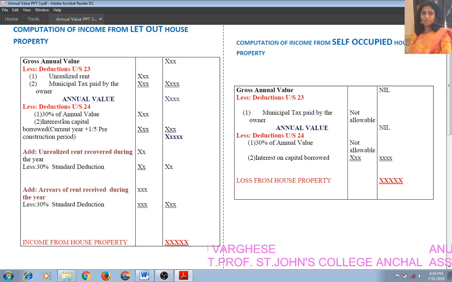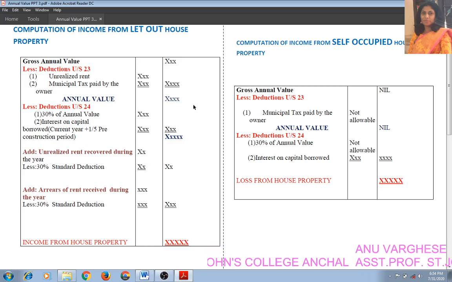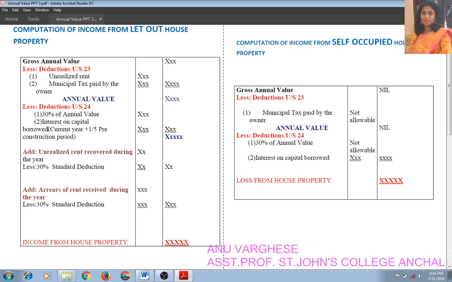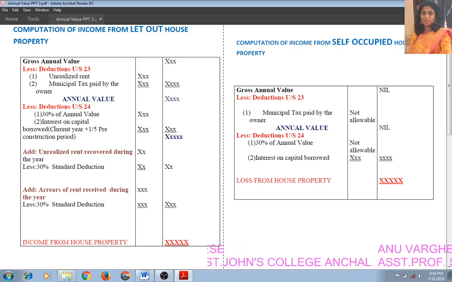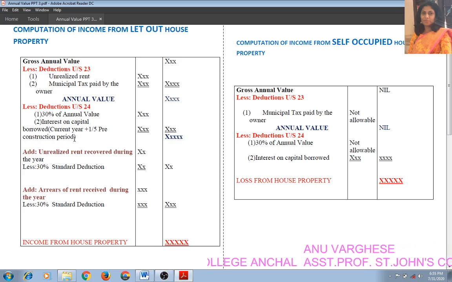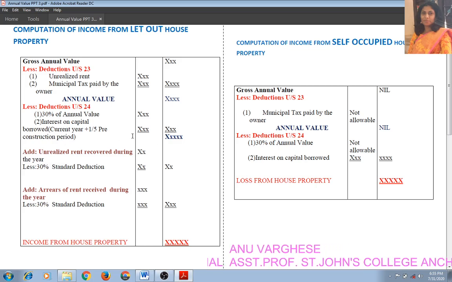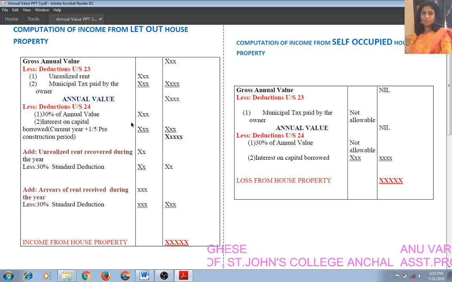From annual value, you can deduct 30% of annual value as standard deduction. This is the annual value figure. 30% of annual value you can deduct as a standard deduction. Okay, next item is interest on capital borrowed. Interest on capital borrowed means interest on loan. Interest on loan is the sum of current year interest and 1/5 of pre-construction period interest. Pre-construction period interest I will explain later. Okay, for let-out house property you can deduct the entire interest on home loan.